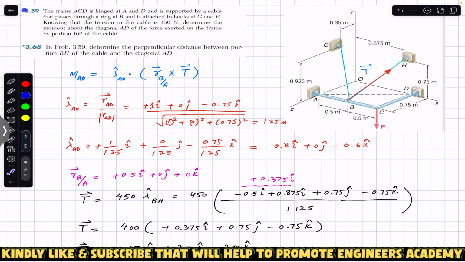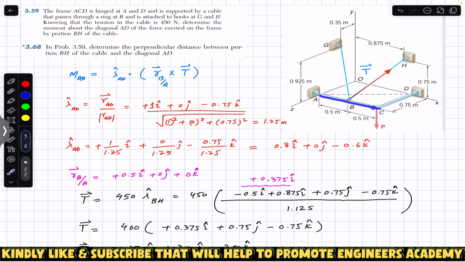Now in this video we are going to solve these two problems which are related to each other. So problem 359 says that the frame ACD is hinged at A and D and is supported by a cable that passes through a ring at B and is attached to hook at G and H. Knowing that the tension in the cable is 450 Newton, determine the moment about the diagonal AD of the force exerted on the frame by portion BH of the cable.